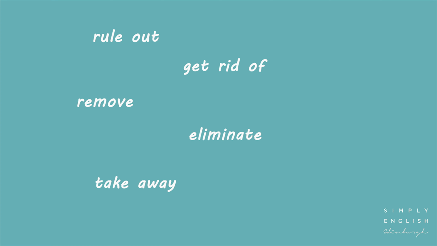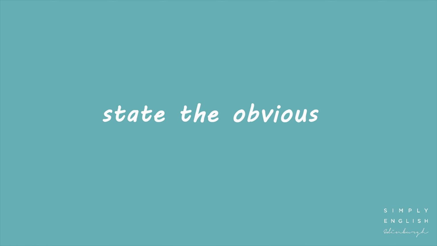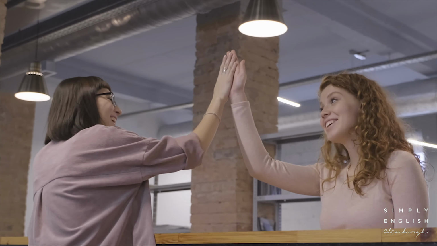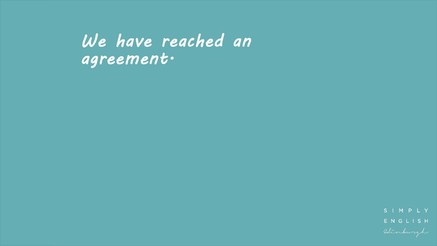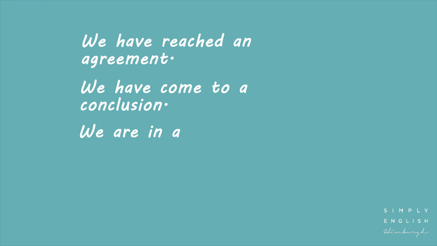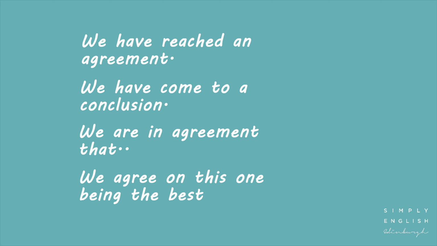And finally, when you do reach an agreement with your partner, I think it's really important that you actually state the obvious. It's like when you're doing your driving test and you're checking your mirrors and making sure everything's okay, like nobody drives like that. Well, maybe you should, but I definitely don't. It's the same in the exam. You need to show off. You need to demonstrate to the examiner that, look at me, we have reached an agreement. We have come to a conclusion. We are in agreement that we agree on this one being the best or our favourite or whatever it is. So just make sure that you are really explicit and that the examiner is in no doubt about the fact that you have actually reached an agreement.